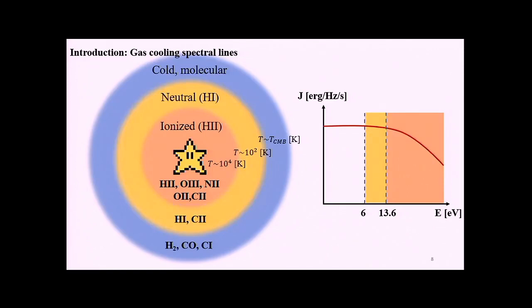After all the hydrogen ionization photons are used up, photons with energy between 6 and 13.6 eV can still dissociate molecular hydrogen. So this part of the spectrum will create a neutral ISM phase highlighted in yellow. And this phase is also referred to as the H1 region or photodissociation region.